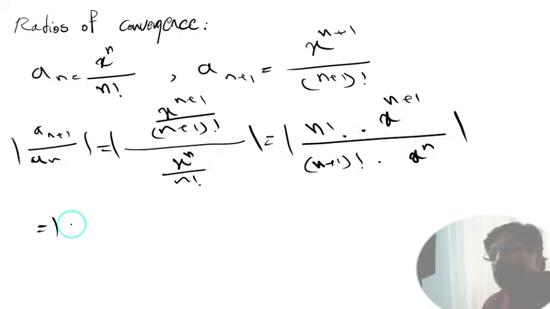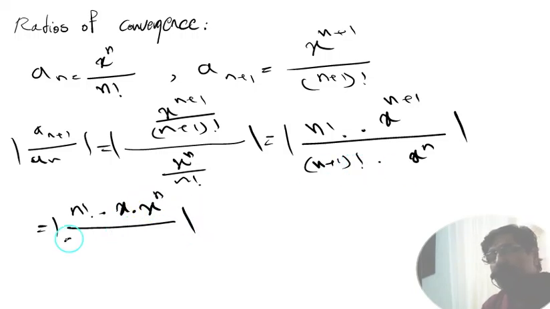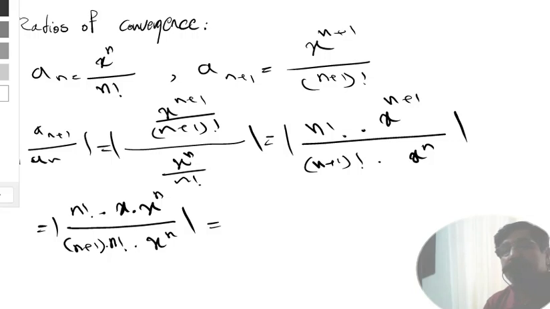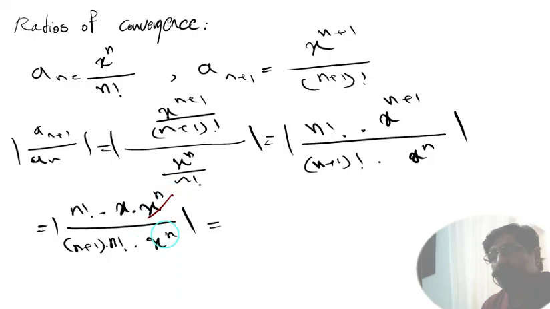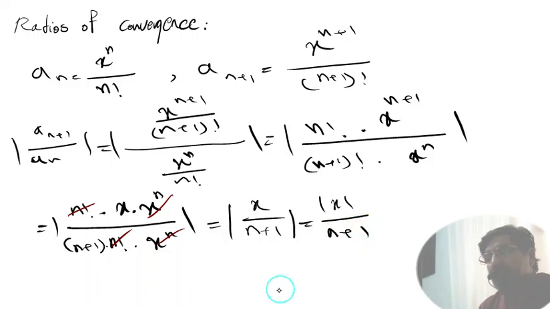We decompose this. Exactly, x to the power of n plus 1 is x times x to the power of n. We write (n plus 1) factorial as (n plus 1) times n factorial. By cancellation of x to the power of n and n factorial, we have x over n plus 1, that is the absolute value of x over n plus 1.